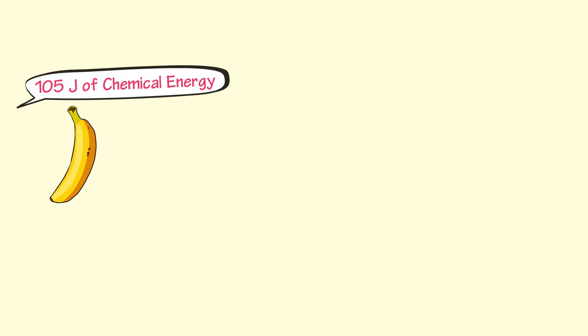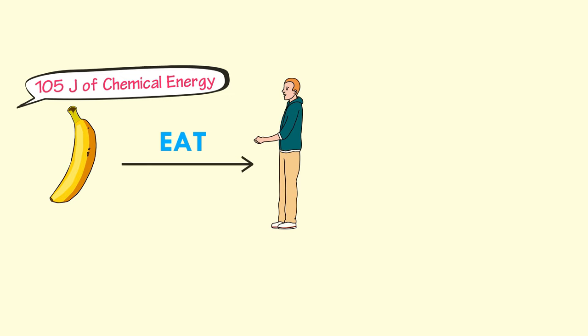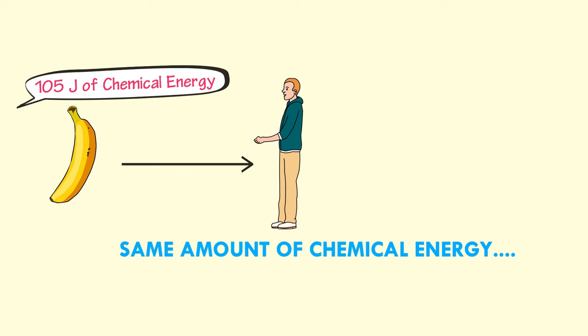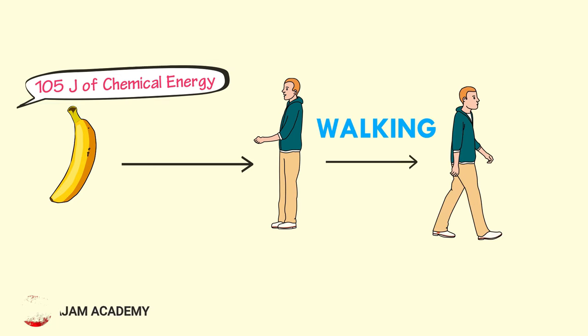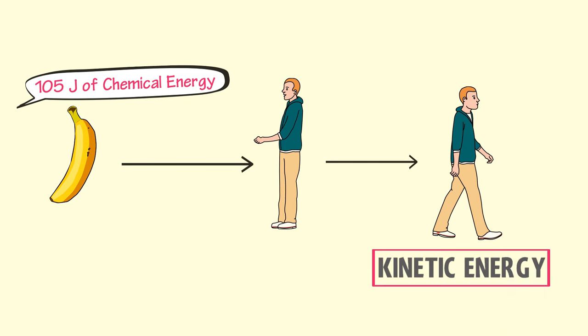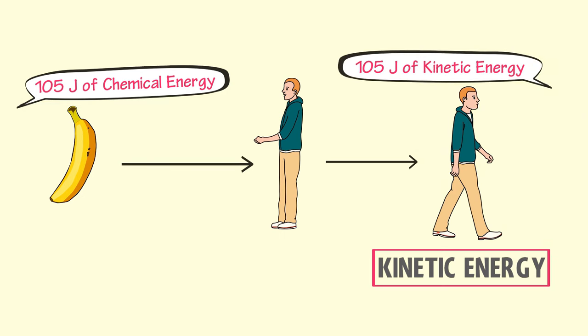Let's consider that a banana contains 105 joule of chemical energy. When you eat this banana, you get the same amount of chemical energy from the banana. I mean, you get 105 joule of chemical energy. Now you start walking. Here you are in motion, so you possess kinetic energy. Thus, your body will convert 105 joule of chemical energy into 105 joule of kinetic energy.